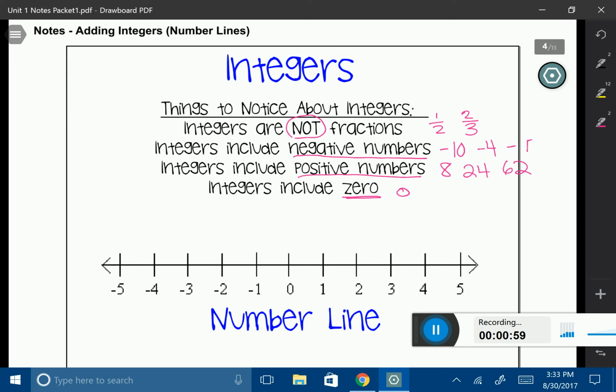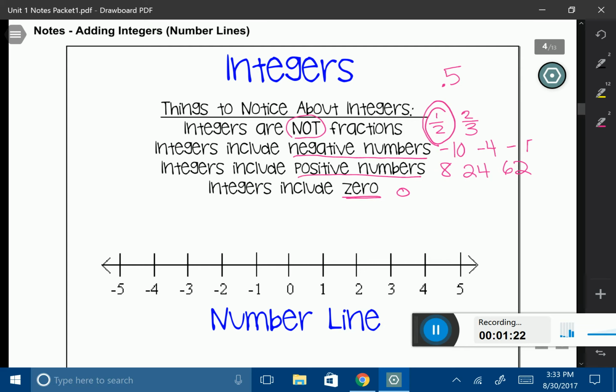Another type of number that is not an integer is a decimal, because we know that some fractions, like the fraction 1/2, we can write that as 0.5, which is a decimal. Those two are equivalent or equal to each other. So 0.5 or 5/10 is not an integer.